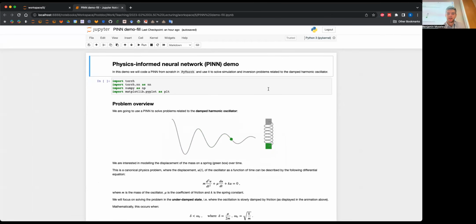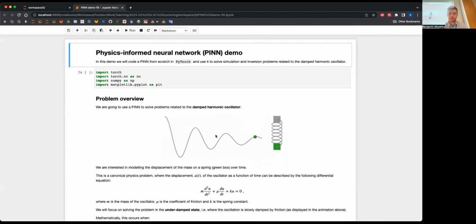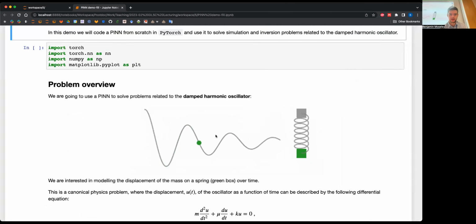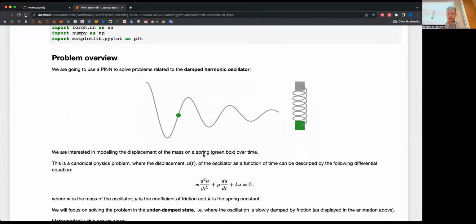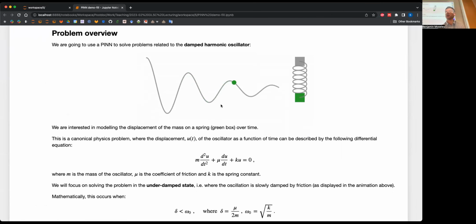Okay, so what we're going to do is we're going to train the PINN to solve this damped harmonic oscillator that I showed you at the start. And so I'm just going to zoom in a little bit. So yeah, this is the oscillator. And the problem setup is exactly the same as I was showing in the slides. So again, we have the mass here, the coefficient of friction and the spring constant.